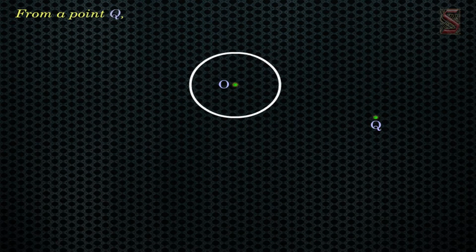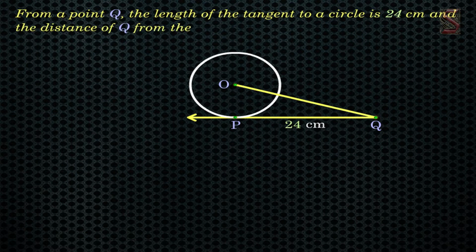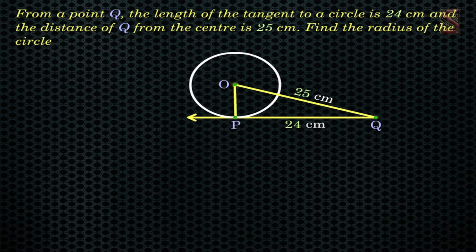From a point Q, the length of the tangent to a circle is 24 centimeters and the distance of Q from the center is 25 centimeters. Find the radius of the circle. Solution. Let O be the center of the circle. Then we are given OQ equal to 25 centimeters and PQ equal to 24 centimeters. We know that the radius is perpendicular to the tangent at the point of contact. So, OP is perpendicular to PQ.